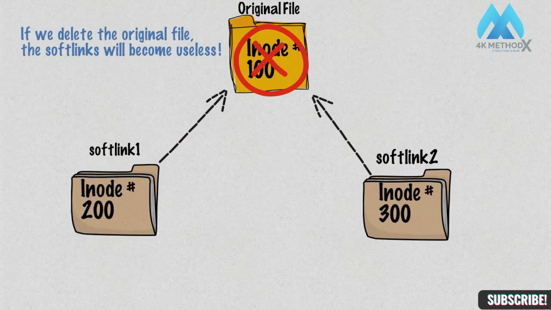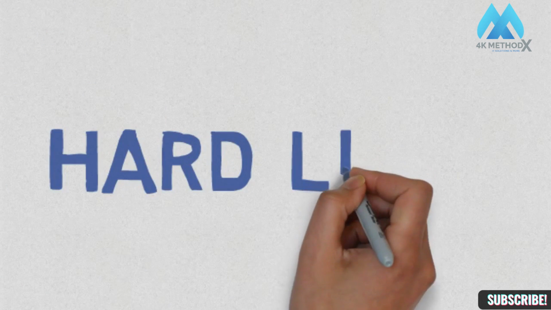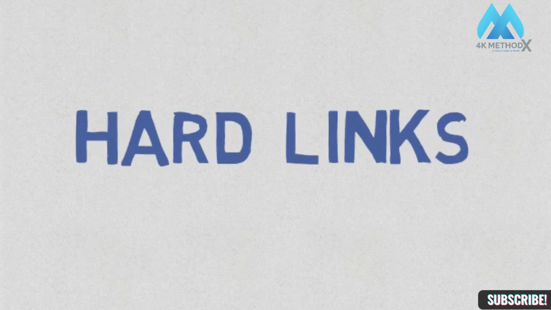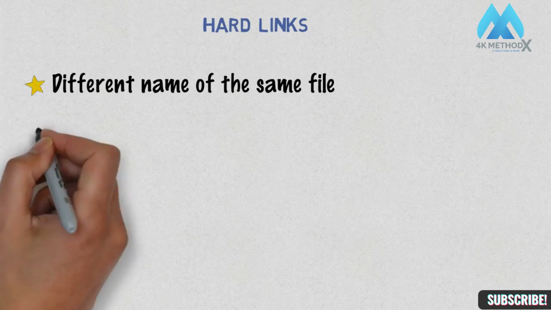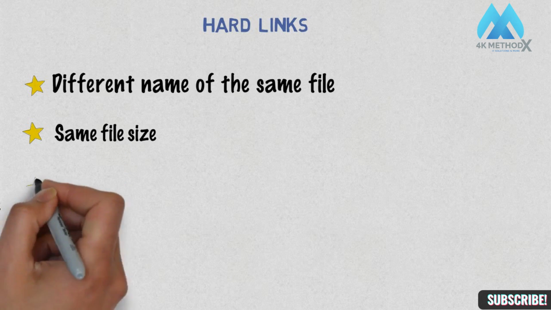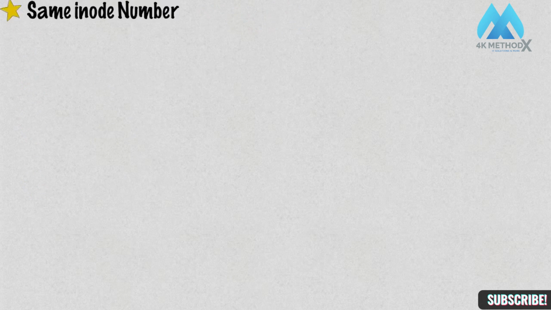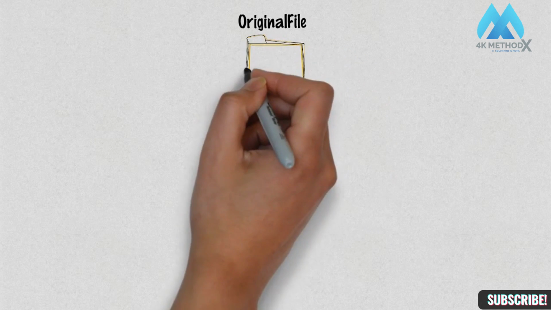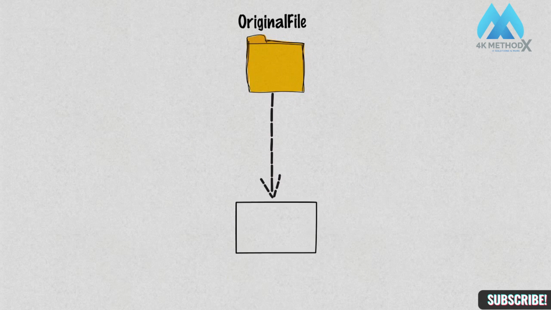There is another type of link in the Linux file system. This one is called hard link. So, a hard link is basically a different name of the same file. So it's pretty much the exact same file. Unlike a soft link, it has the same file size as the original file. So you can think of it as a shortcut. However, it has the exact same file size and the exact same inode. So you cannot actually differentiate between an original file and a hard link.